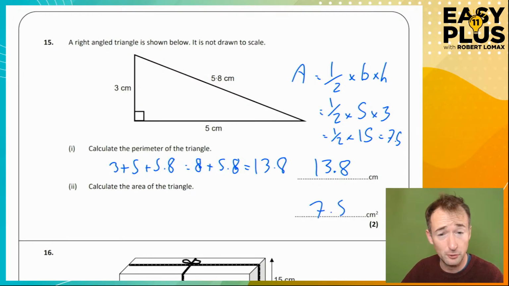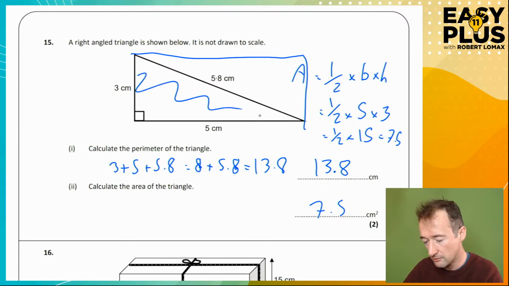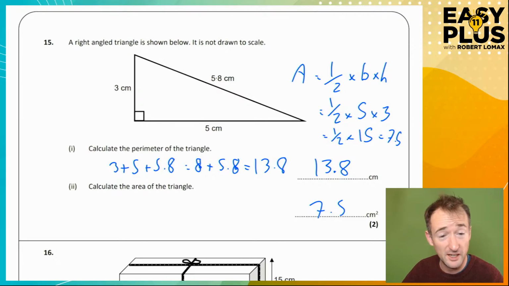Okay, so that's quite straightforward. Because it's a right angle triangle, it's actually quite easy to work out, even if you don't remember that rule. Because the area of this rectangle is the width, 5, times the height, 3. 5 times 3 is 15. But the area of this is half of the rectangle, so you have to half it.